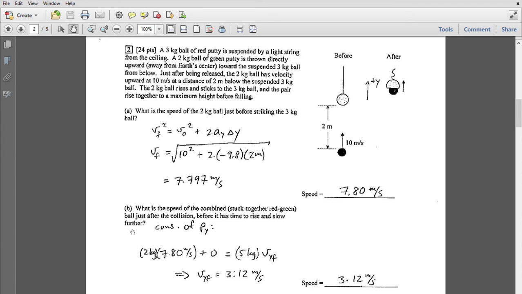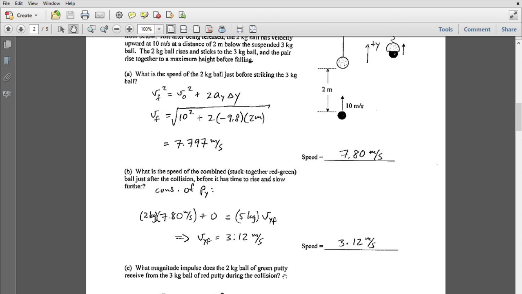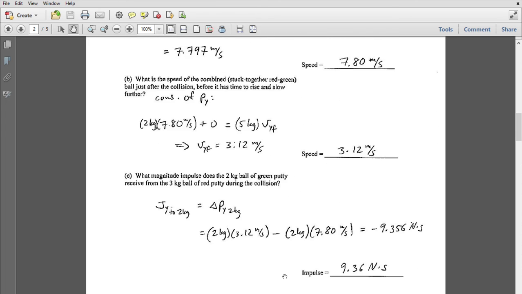Total initial y momentum, well, only the one ball is moving upward and we just found its speed. And then the combined ball has a mass of 5 kilograms and we want to know its final y velocity component. So we get 3.12 meters per second.